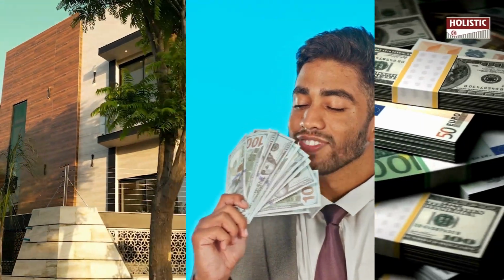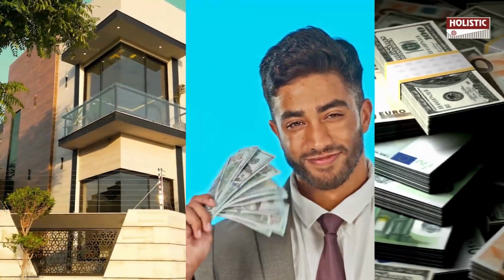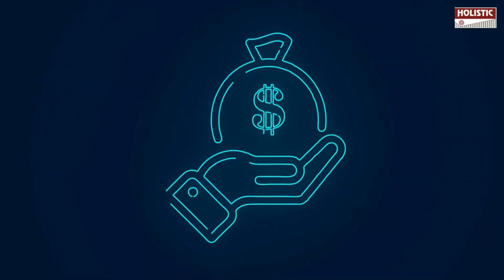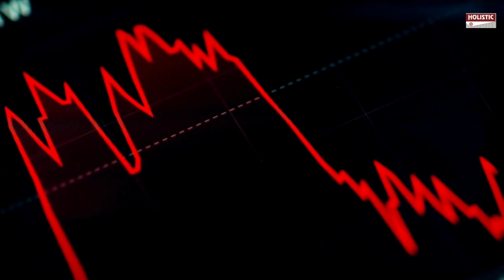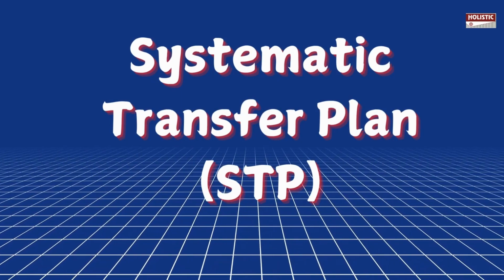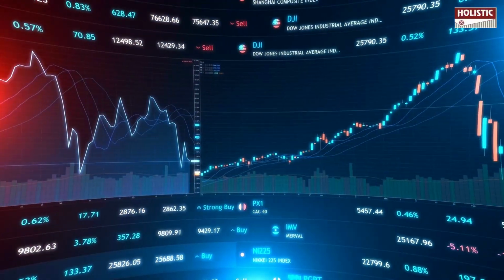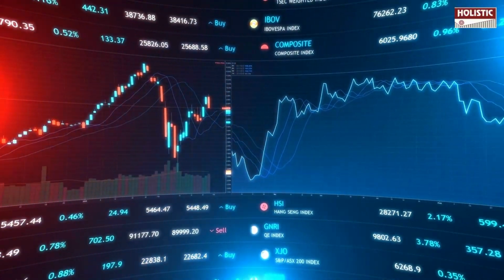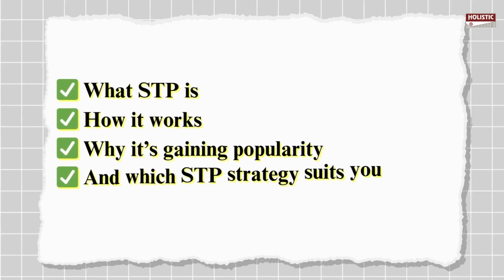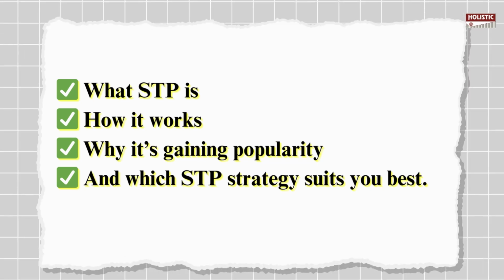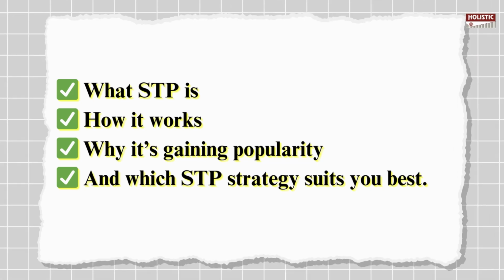Sold a property, received a bonus, or inherited a big sum and thought, should I invest this all in mutual funds right away? But what if the market crashes the next day? This is where STP, the Systematic Transfer Plan, steps in. It's a strategy that lets you ease into the market without risking your entire capital at once. In today's video, we will break down what STP is, how it works, why it's gaining popularity, and which STP strategy suits you best. So let's dive into the video.